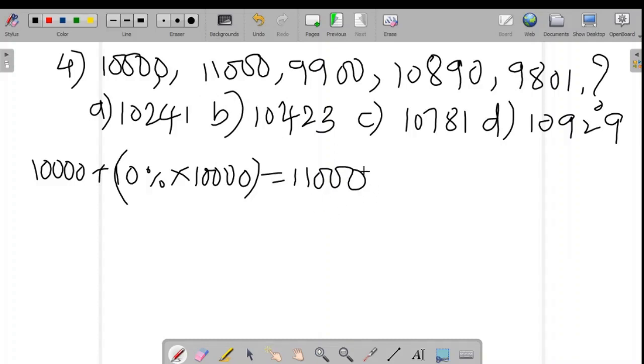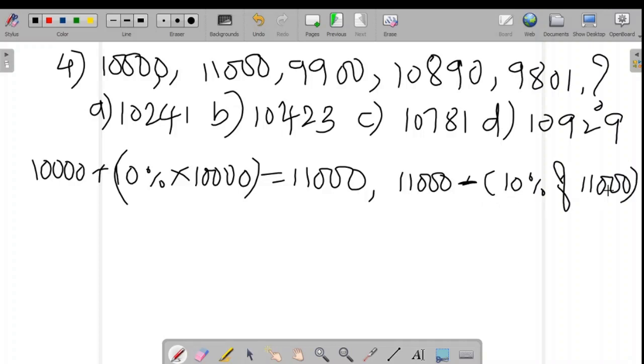See here. Next, how do we get this? From 11,000 we are getting 9,900. That means we are subtracting 1100. 1100 will be 10% of 11,000. That is, next term, how do we get? 11,000 plus, minus, it is not plus, minus 10% of 11,000. That is 10% of 11,000 is 1100. 11,000 minus 1100 is 9,900. Are you getting this?